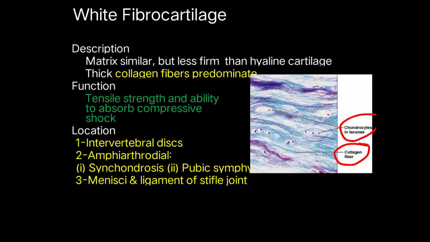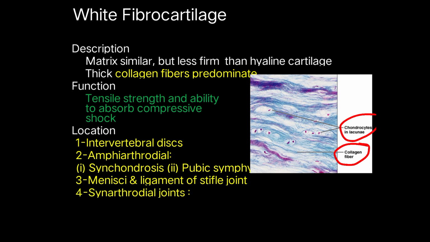Synchondrosis is an amphiarthrodial type of joint, and the pelvic symphysis, or pubic symphysis, is found in the pelvic girdle. Then the menisci and ligaments of the stifle joint, which is a diarthrodial joint. What are menisci? They are flake-like structures found in between the bones of the stifle joint, and they are shock-absorber-type structures formed by white fibrocartilage.